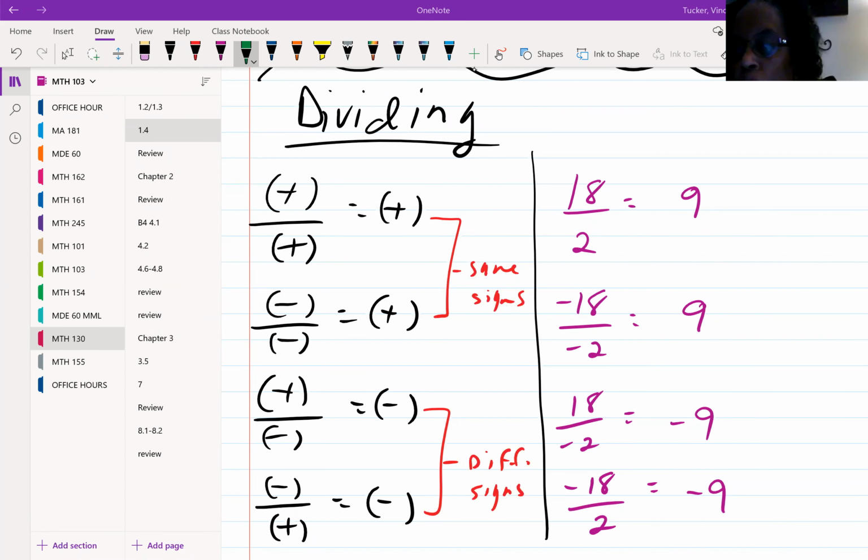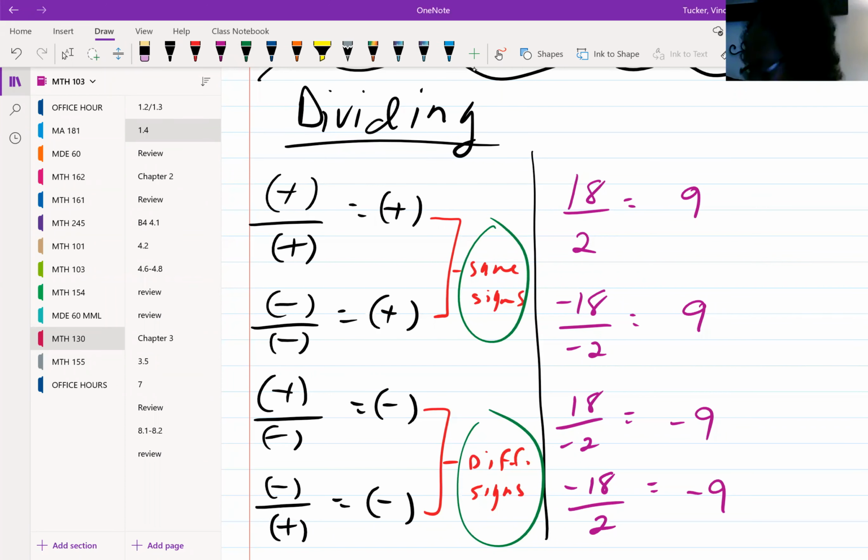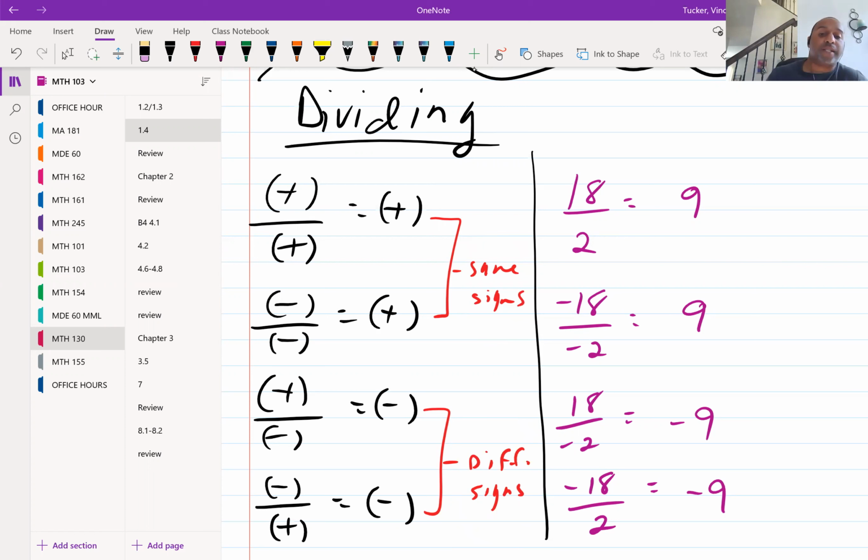So why is it, if it's 18 over -2, why is it -9? If the numerator is more than the negative. That doesn't matter with division. When it comes to multiplication and division, it doesn't matter which one is more, which one is less. It's just about, are you multiplying same signs versus different signs? Okay. Now, when you get into addition and subtraction, which one is more, which one is less is going to matter. Okay. All right.